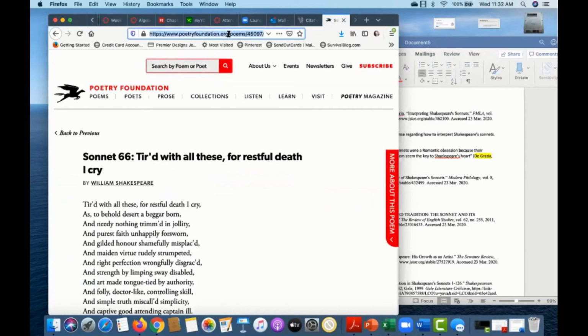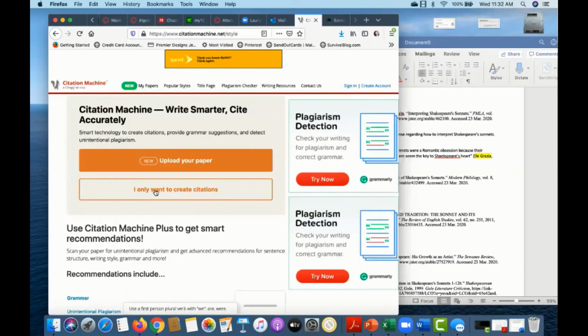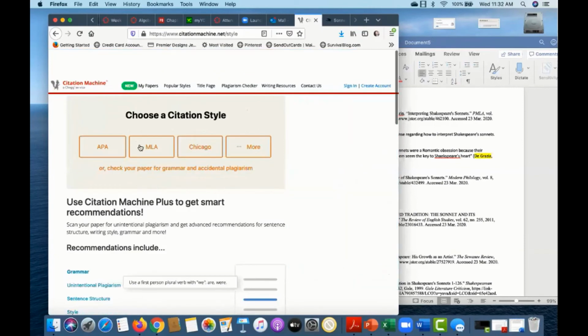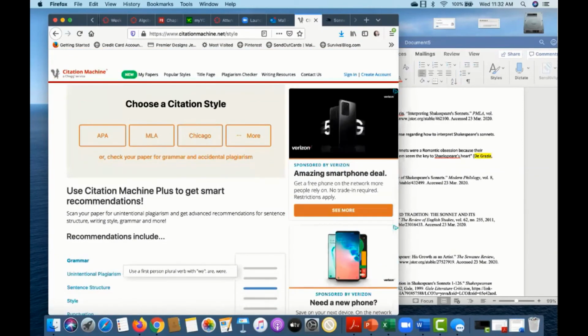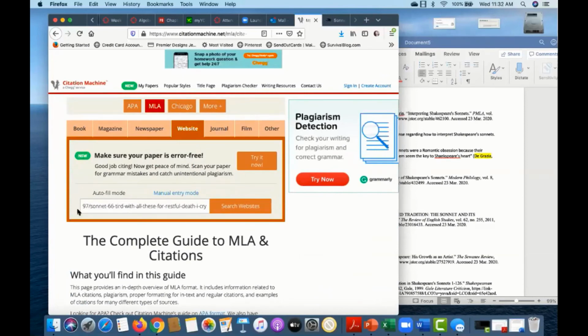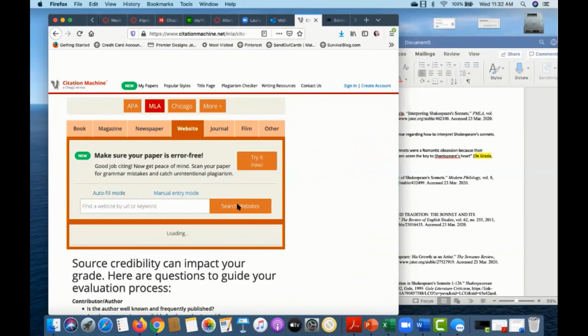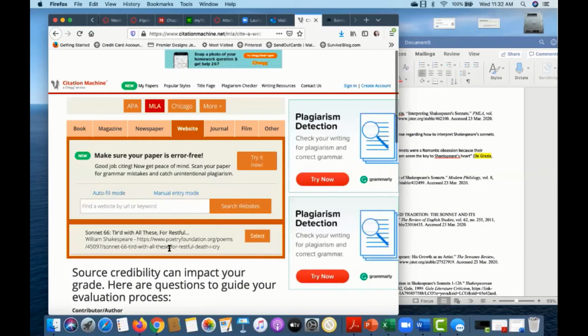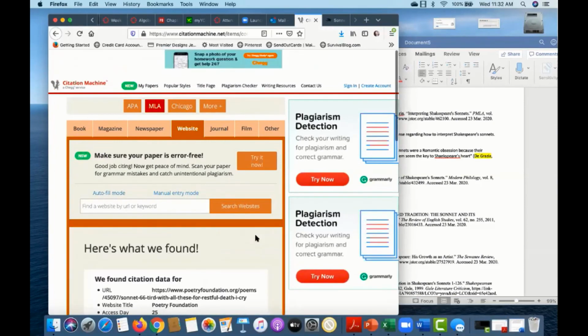So once I have the poem, I'm just going to copy it right here and then go back to Citation Machine. Are you guys following me or am I going too fast? No, you're good. Following you. Okay, good. Thank you. So I'm going to do MLA format. And then I just paste in that website, the link, and it found the correct one. So I'll select that.